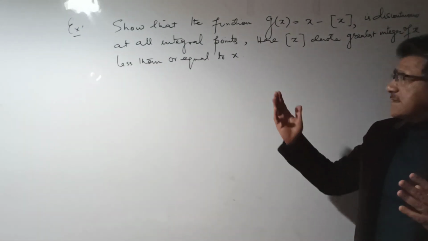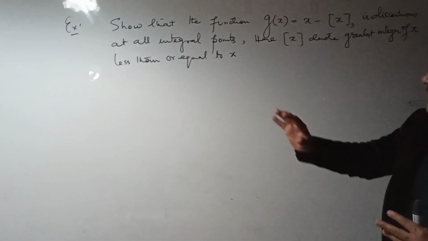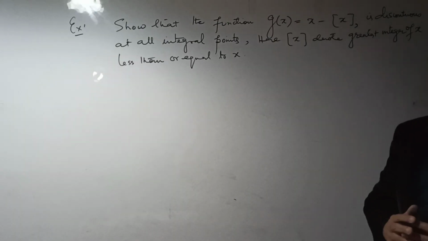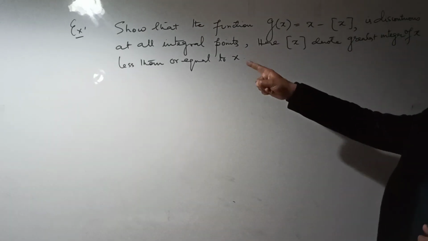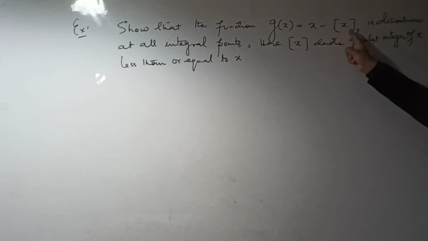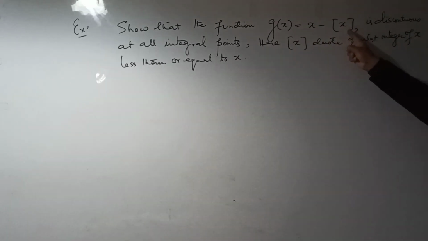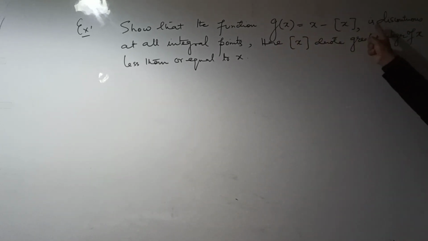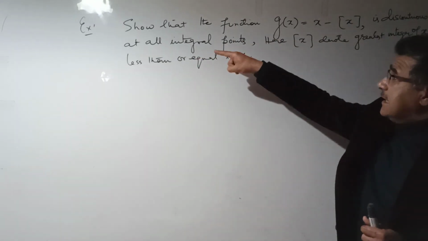Now this is the example number 2. This is the NCERT example, NCERT question also, आपकी textbook में भी है. Show that the function g(x) is equal to x minus greatest integer of x. Now you know this is the greatest integer of x. Is discontinuous. I have to show that this is discontinuous. This function is discontinuous at the integral points.